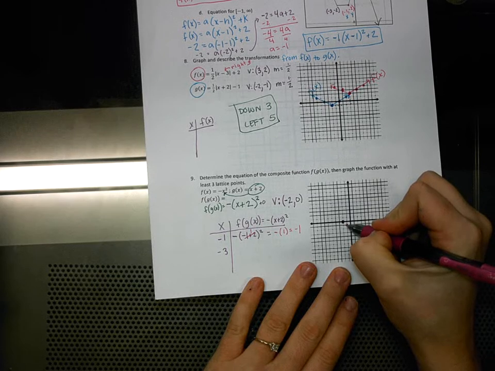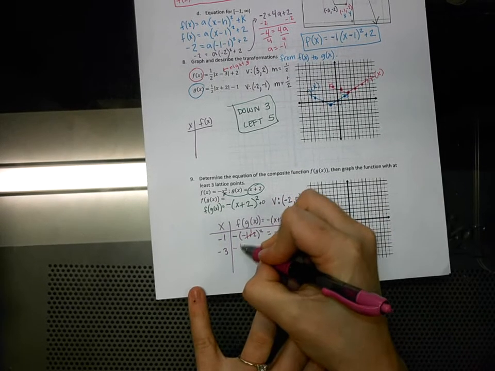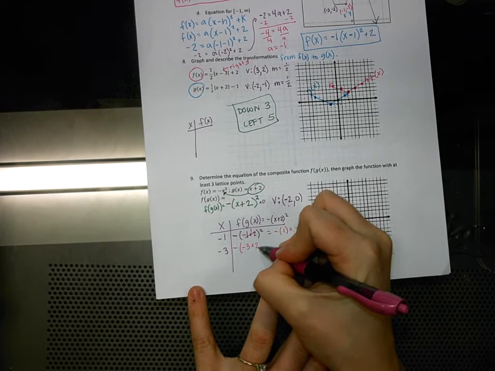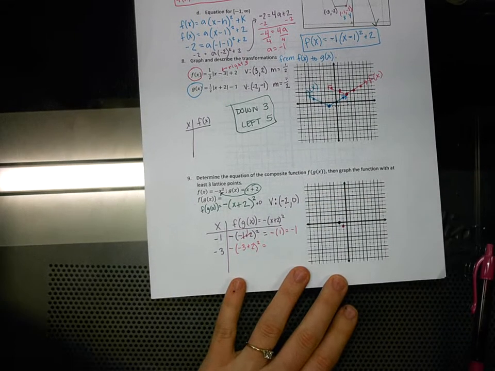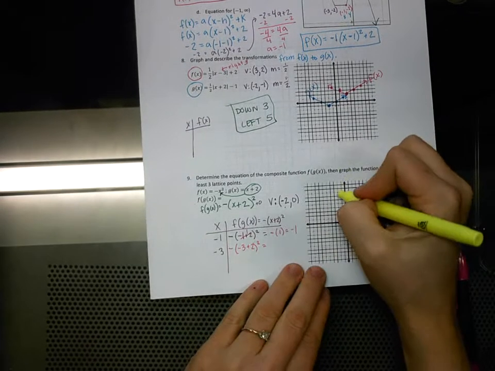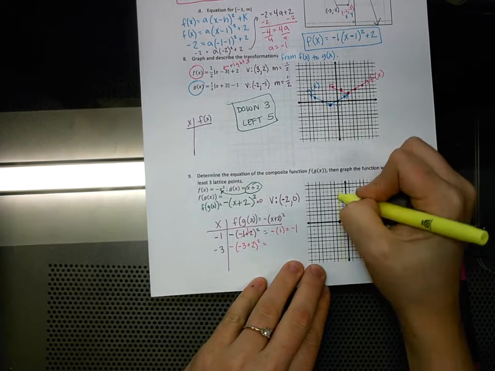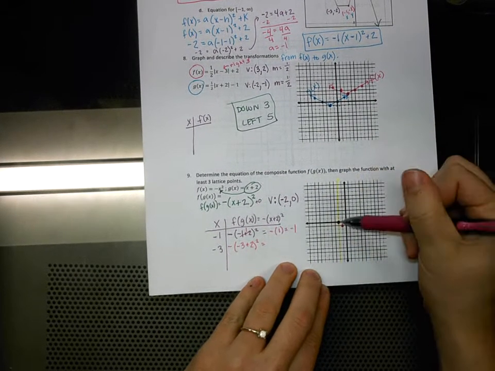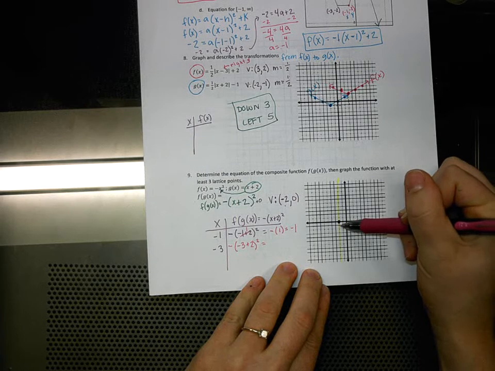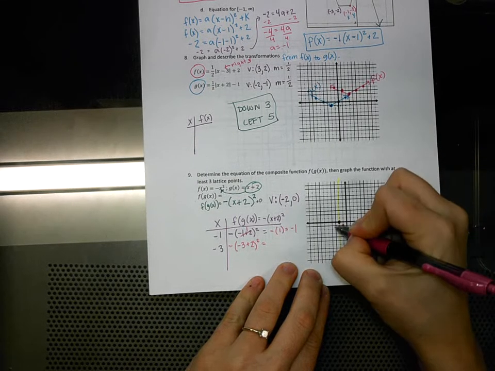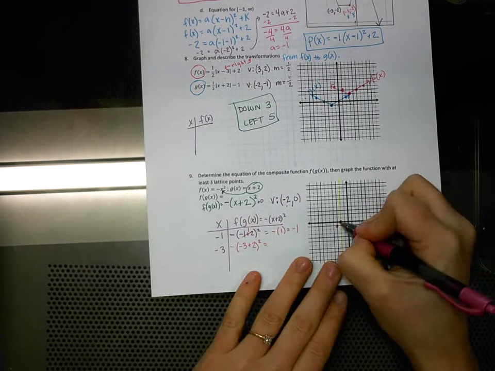You can do the same for 3. Plug it in, use your order of operations to solve, or you can use your axis of symmetry. I know that my (-1, -1) is 1 away from my axis of symmetry, so I go 1 in the opposite direction to make a symmetrical graph.